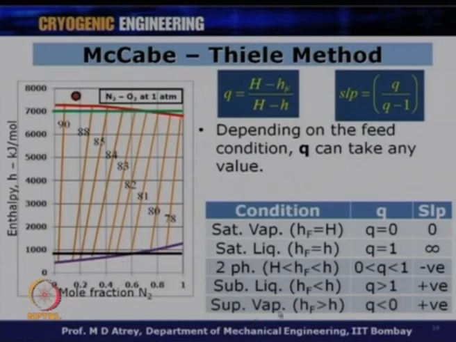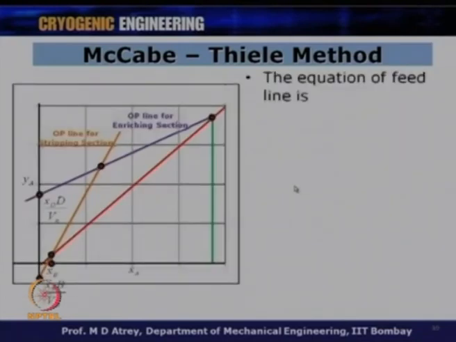Similarly, if I got a superheated vapor, I got the feed point somewhere over here above capital H enthalpy, q is less than 0 and the slope according to this equation will be a positive slope. And if I want to now denote all these conditions graphically, please understand this, it will look like what I show in the next slide.